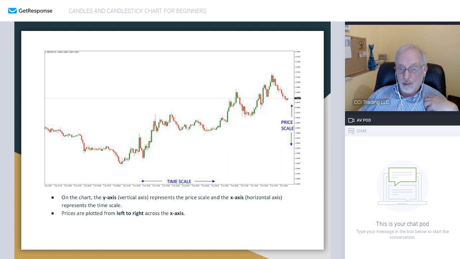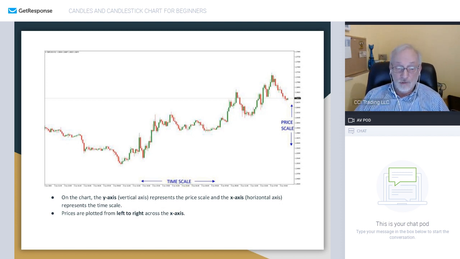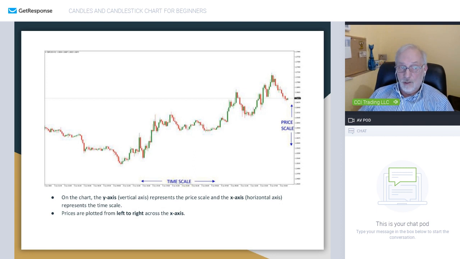Of course, we have black and white charts, we have colored charts, you can have charts as you wish. You can change the type of the chart, but the main idea of a price chart is that we have a time scale here and the price scale here.